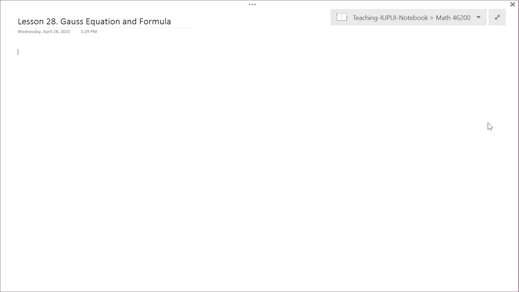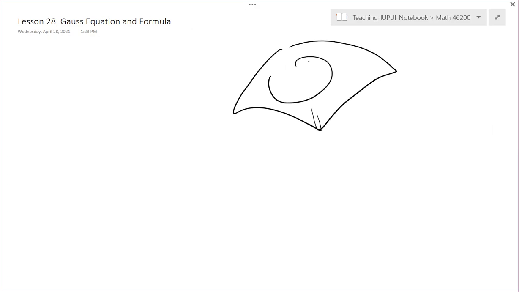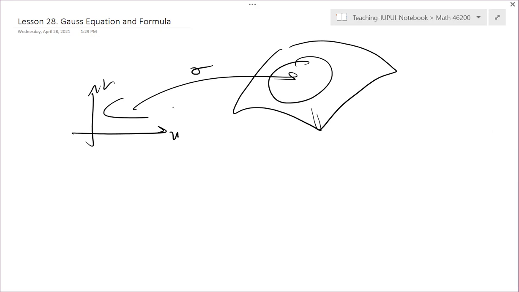So what is Gaussian curvature? The original definition, and how do we show that it can be expressed in terms of the first fundamental form and second fundamental form? So we begin with a surface patch sigma. Using that, you have the first fundamental form, that's E du square, and I use the same notation du dv, and G dv square.